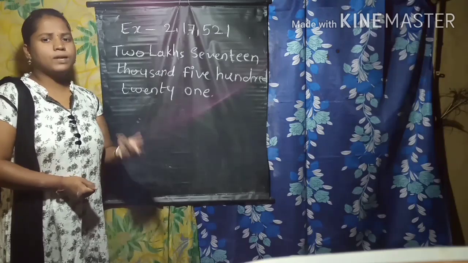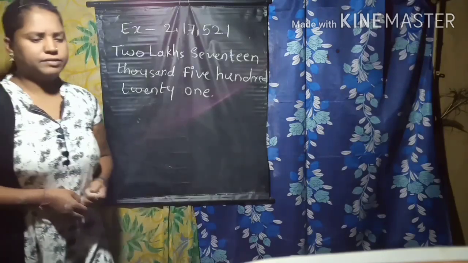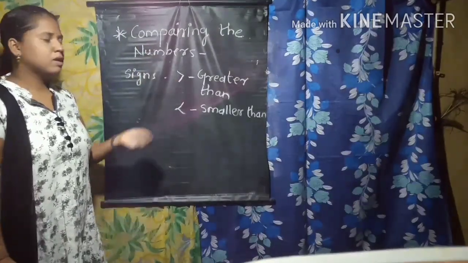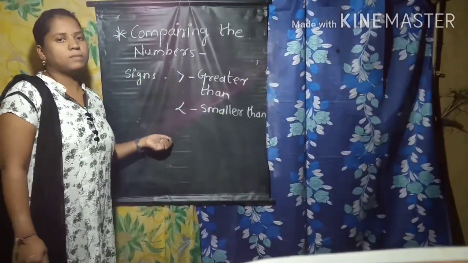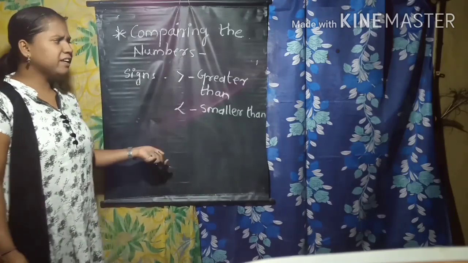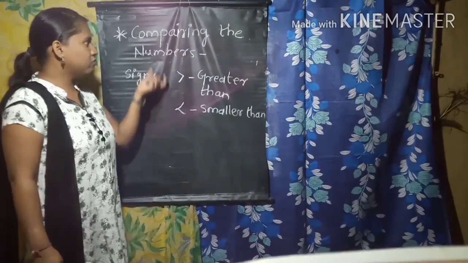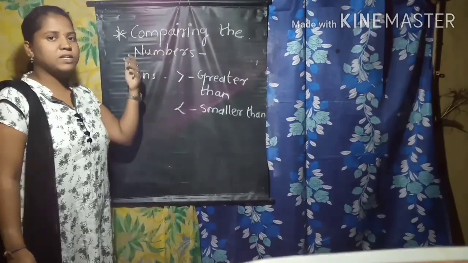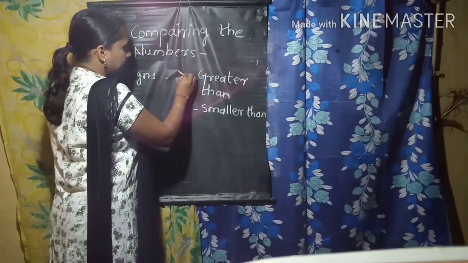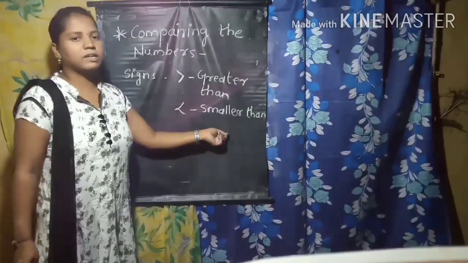So now we will move to the next part, that is comparing the numbers. How to compare the given two numbers? To compare the numbers, we have to write a sign. So these two are the signs to compare the numbers, which one is greater and which one is smaller. So this sign is the greater than sign and this sign is the smaller than sign.